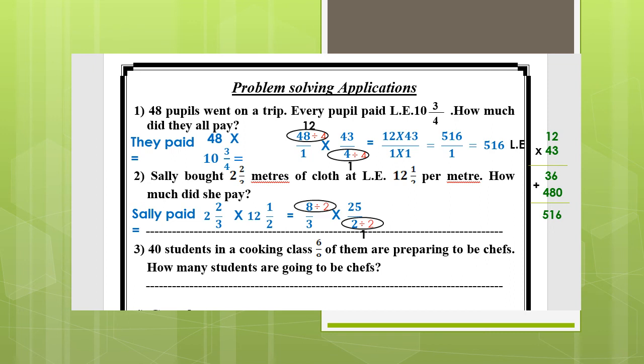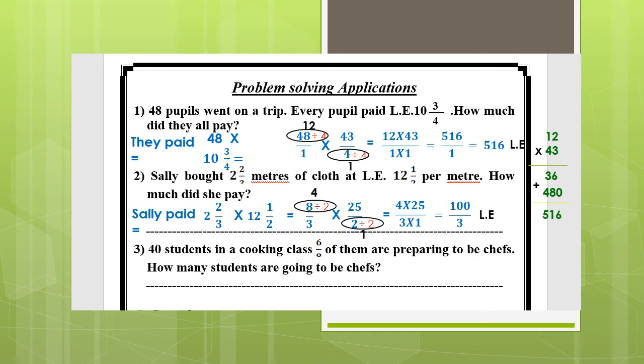2 divided by 2, which is 1. 8 divided by 2, which is 4. So what's left? 4 times 25 over 3 times 1. 4 times 25, which is 100 over 3 LE.